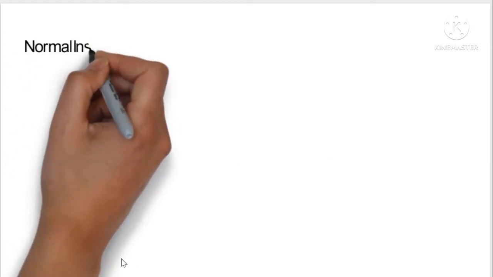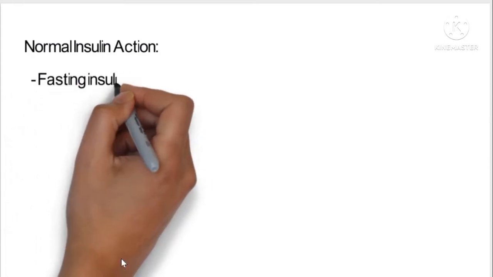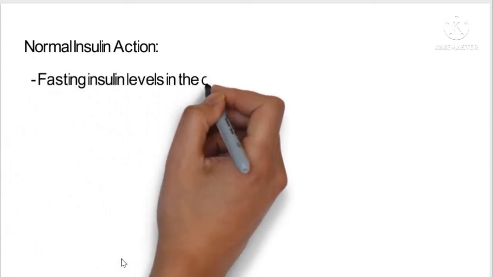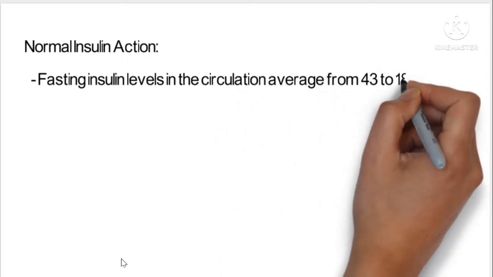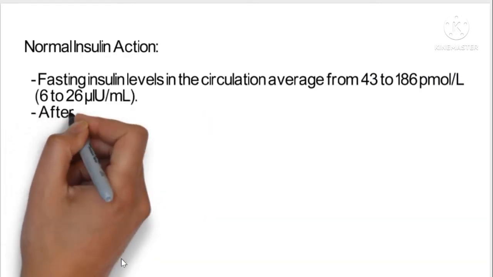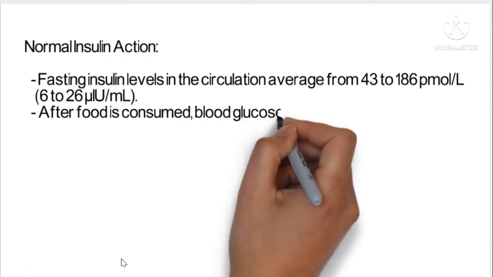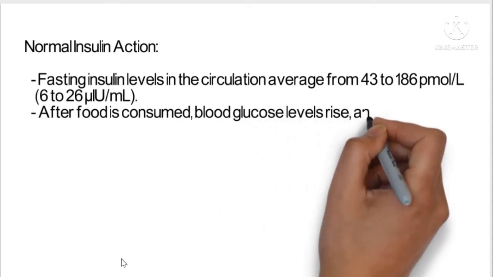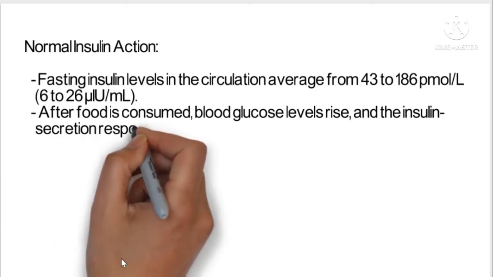Now move toward the normal insulin action. During the fasting, insulin levels in the circulation average from 43 to 186 picomole per liter. After the food is consumed, the glucose levels and insulin levels increase. The release of insulin occurs in two phases. The first will be the initial burst.